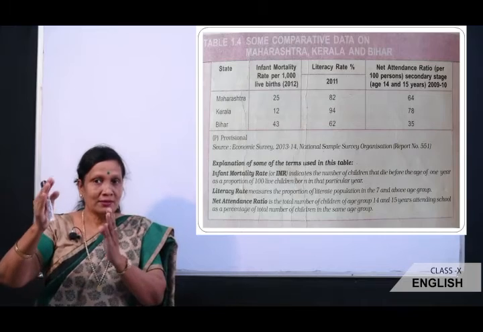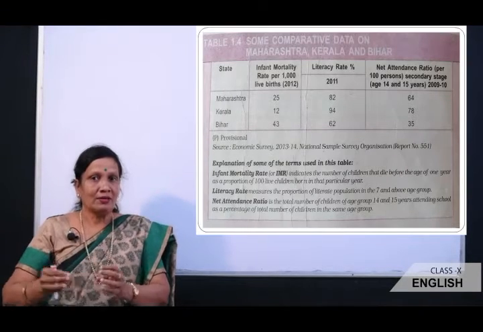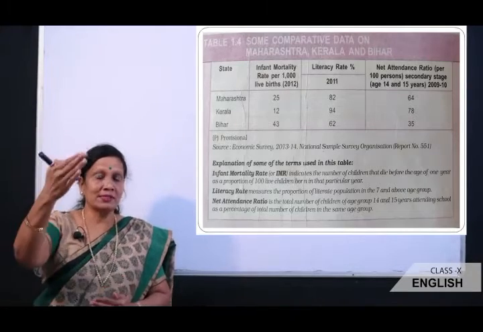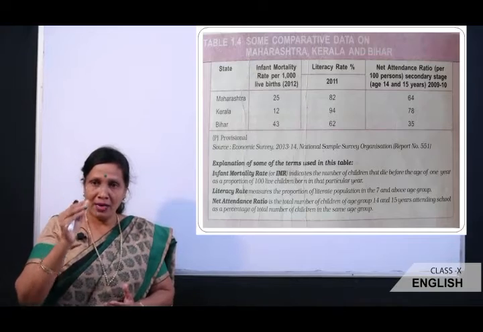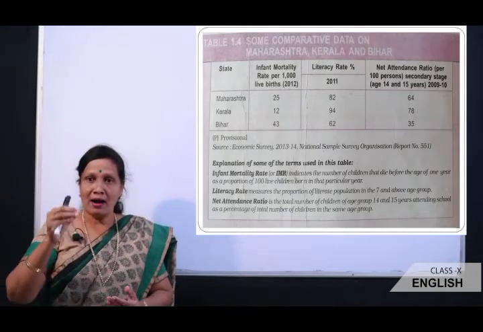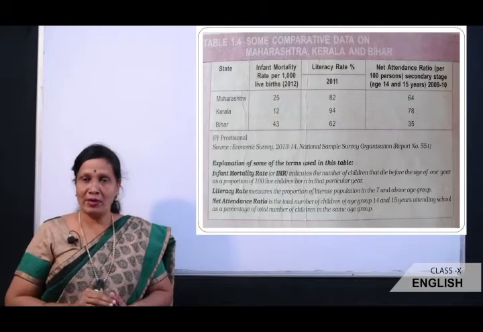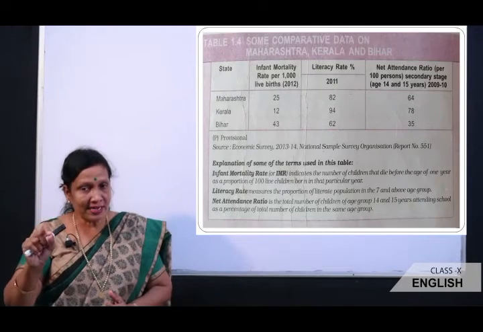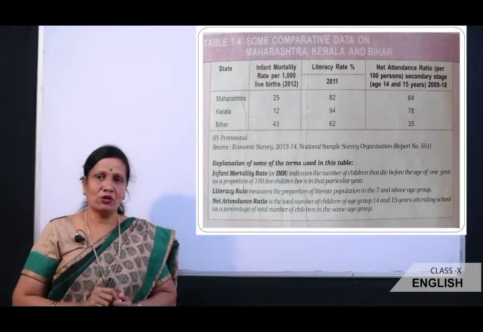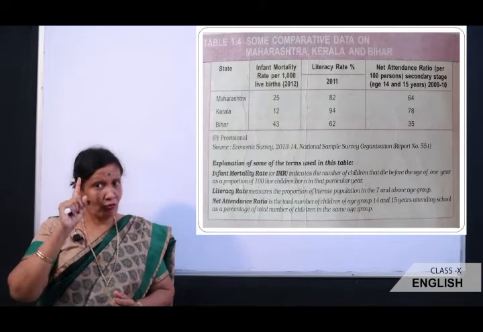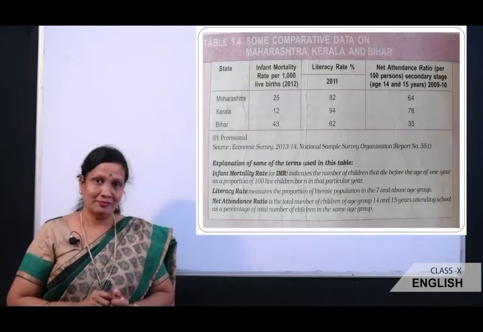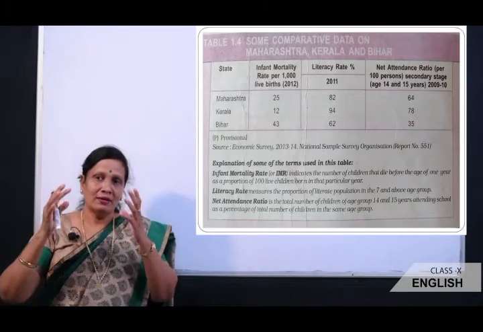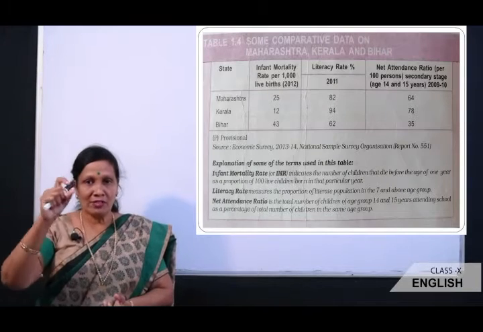So the highest literacy rate is in Kerala, the lowest infant mortality rate is in Kerala, and also the attendance ratio is more. So next comes the state Maharashtra, and then Bihar has, out of these 3 states, a literacy rate that is very low when compared to Kerala and Maharashtra, and then the attendance ratio is also very less, 35, and Bihar has got 43. That means the infant mortality rate is also more there. So now once you analyze like this, then you can write, you know, you can give a suitable heading.